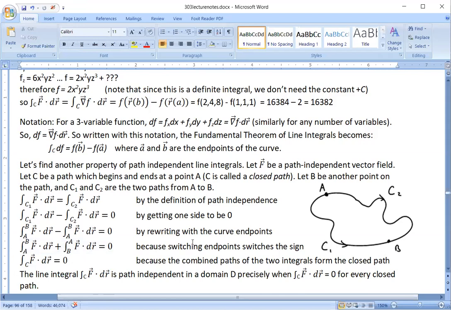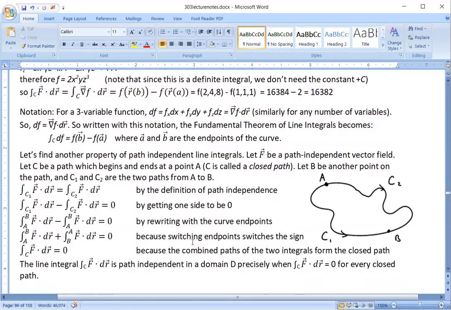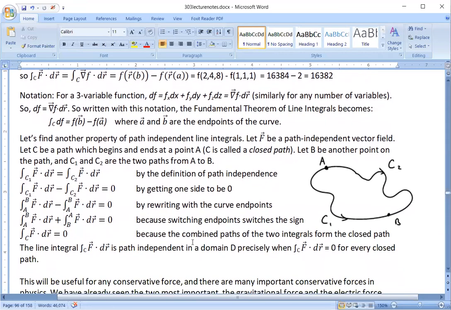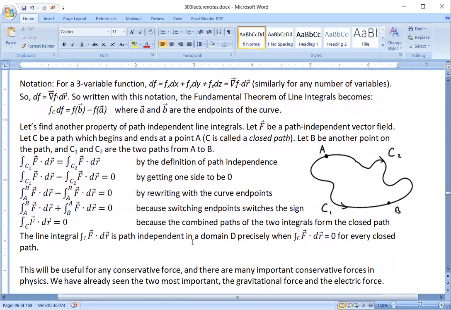Okay, let's go back and do another problem. Oh, sorry, just a quick comment. We're going to move into applications now. So it's going to be useful to know all this. This comes up a lot because we can use it for any conservative vector field or conservative force, and there are many, many important conservative forces in physics. So we've already talked about maybe the two most important, the gravitational force and the electric force. As we talked about, those are both conservative. So let's take a look.